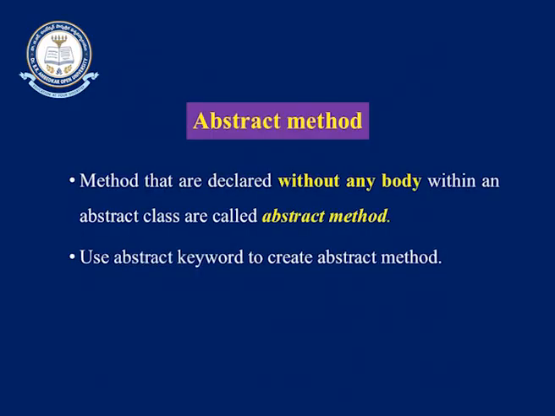Here you must understand what an abstract method is. An abstract method, in very simple terms, let me tell you, is a method without body, a method without implementation. That method is called an abstract method.